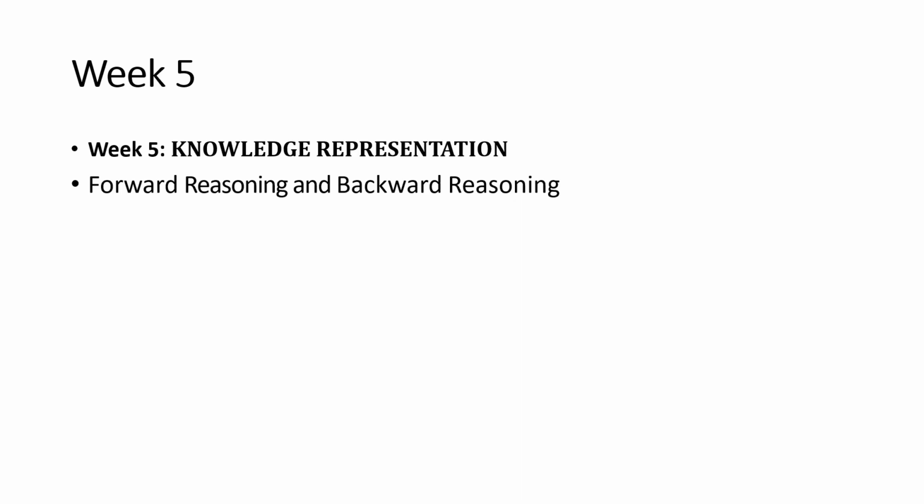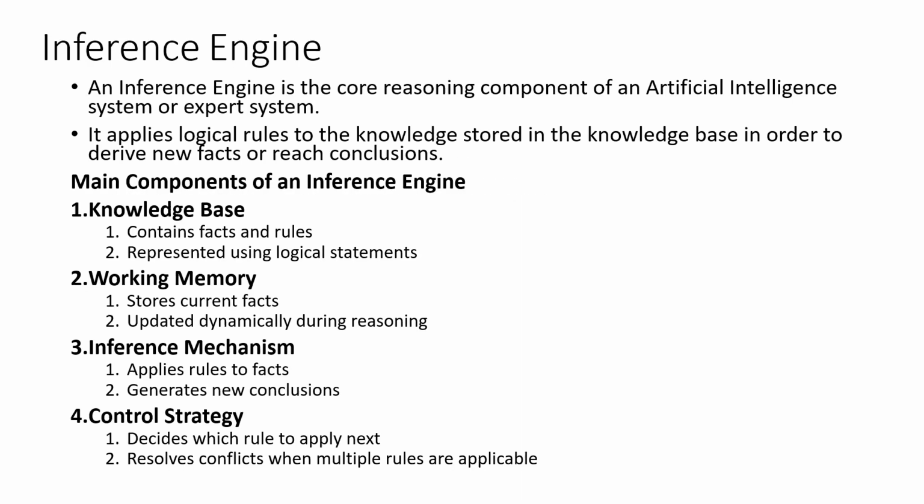Today we are going to discuss forward reasoning and backward reasoning. First, we will see what an inference engine is. The inference engine is the core reasoning component of an artificial intelligence system or expert system. For example, how Google Maps decides the best route, and how a doctor decides the diagnosis. So an inference engine is basically the decision-making brain that reasons using facts and rules.